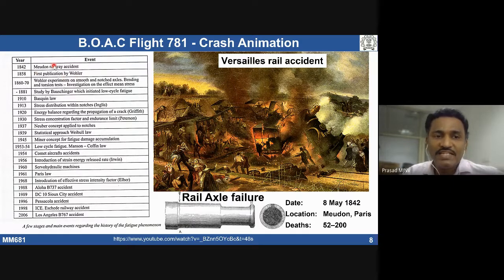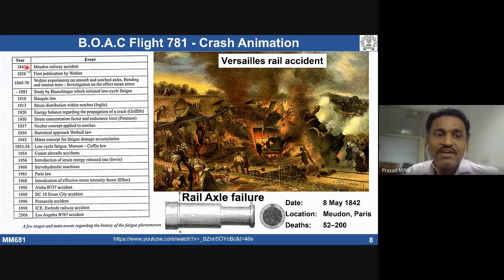If you look here, there is a history from 1842 onwards. Some of the important failures you see have been attributed to fatigue failure of a material. The first fatigue failure was reported in the year 1842. In this train accident, the rail axle failure was found to be due to cyclic loading conditions.